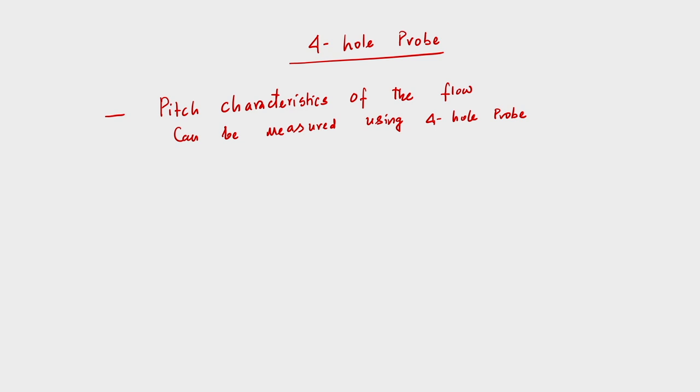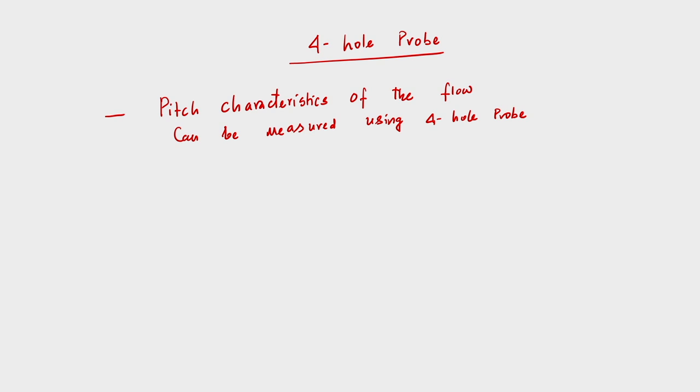Now, since this extra flow feature can be measured using this probe, construction wise it is slightly different from the three hole probe. That means, to measure this extra feature, we need to have an extra hole, that is obvious because the name itself implies that this is a four hole probe. So, we will have an extra hole that is used to measure the pitch characteristics.